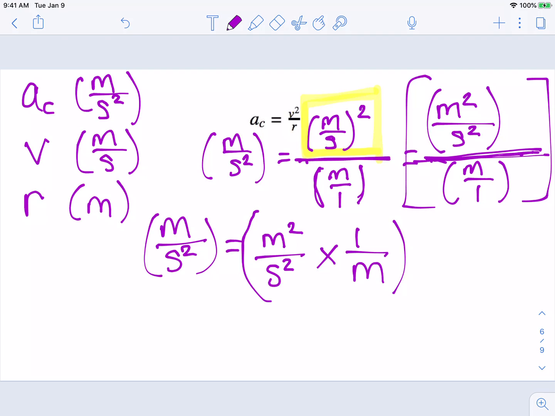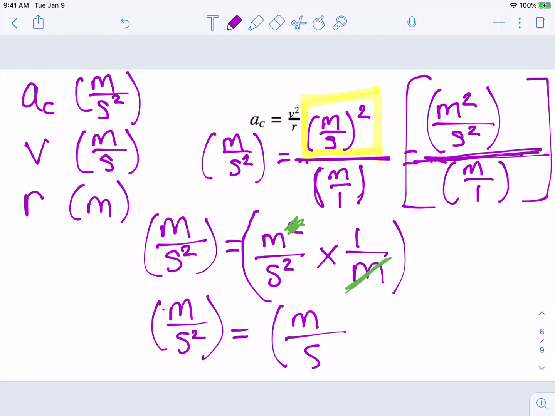Now, can I simplify that? I sure can. Look, I have a meter squared in the numerator and a meter in the denominator. So this meter in the denominator will cancel out one of the meters in the numerator. And now I can simplify what I have there on the right. So one last time, I have meters per second squared on the left equals, now on the right, in the numerator, I only have meter.